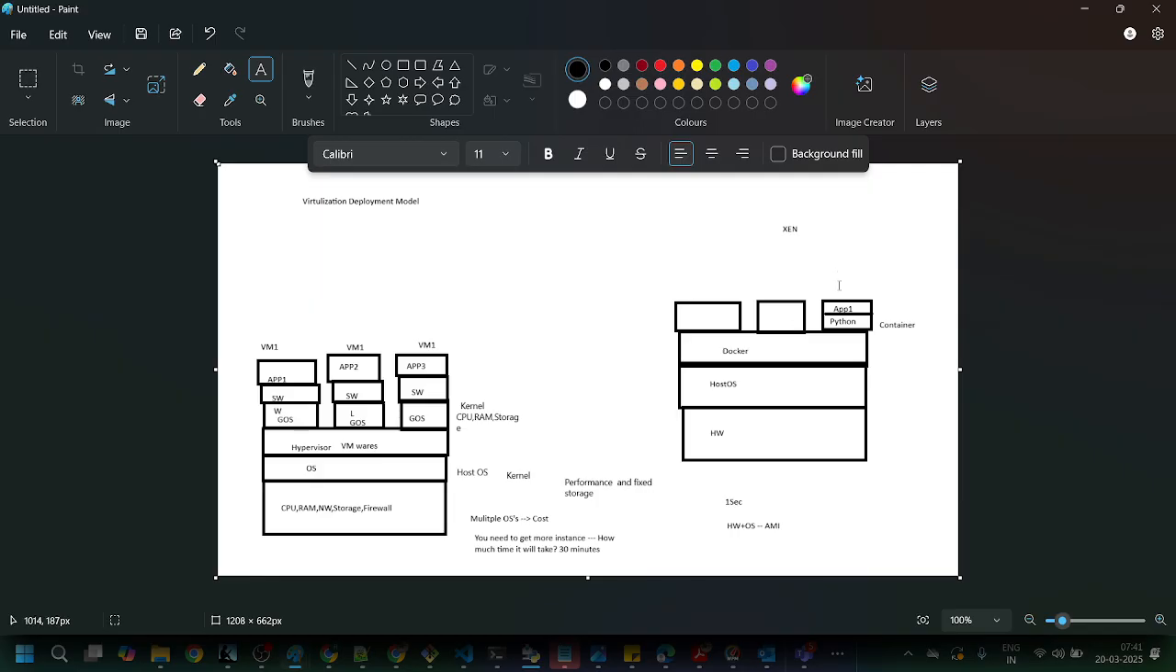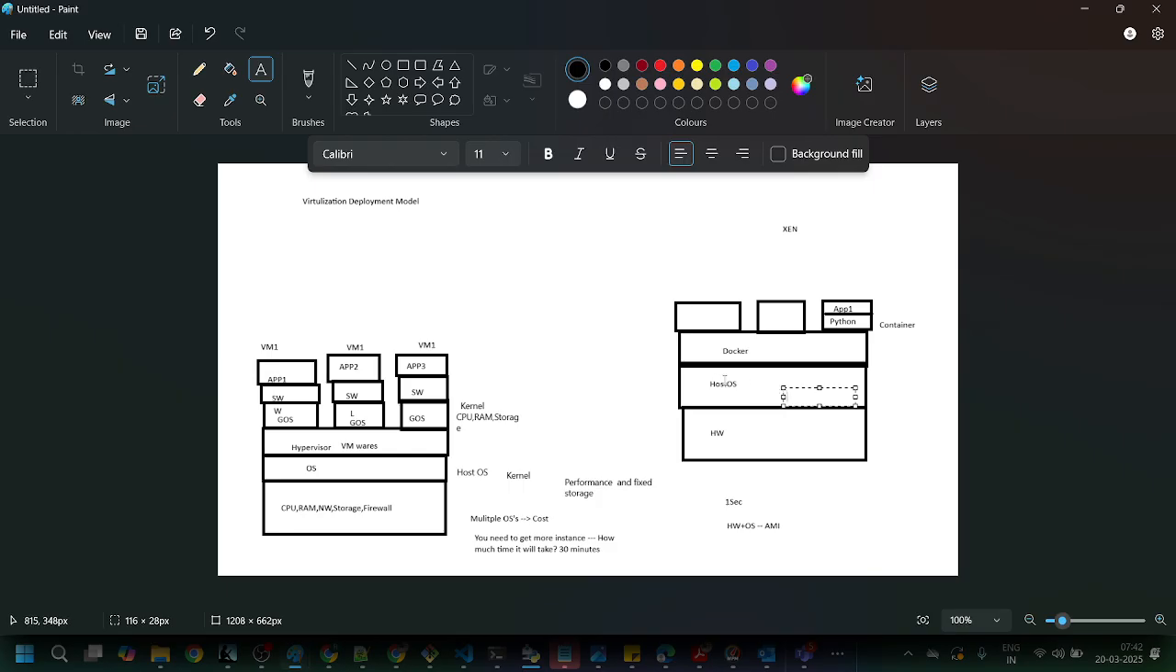This container is separate. So now isolation happened. This is isolated from this, so each application is running in an isolated manner. But Docker uses the host OS only.